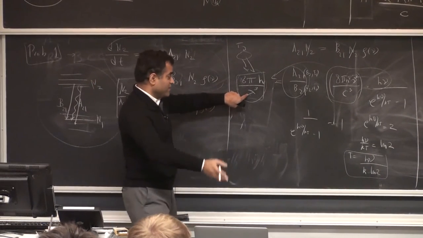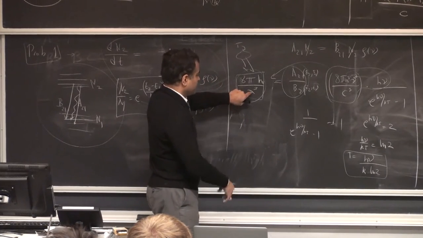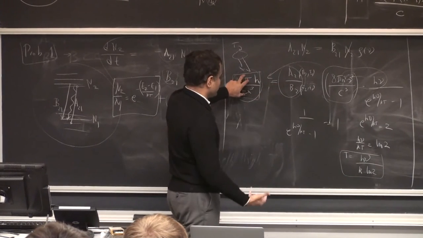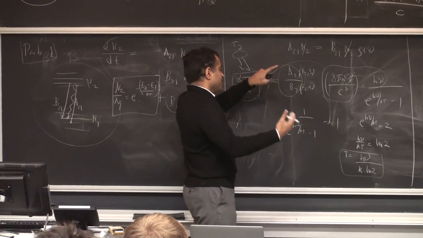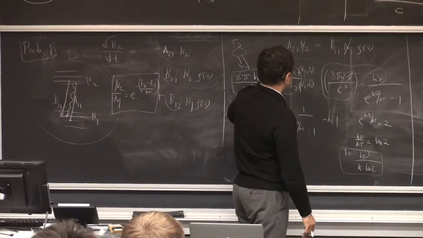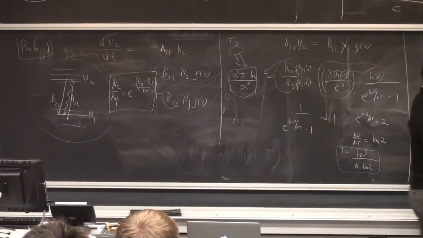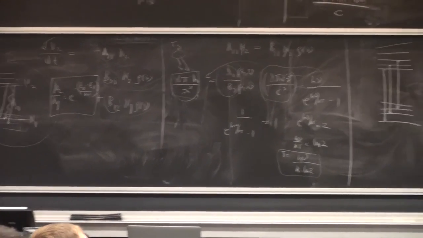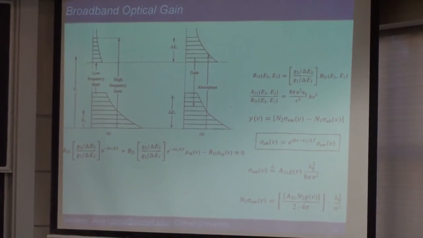So if you are at a very short wavelength, UV or X-ray or whatever, then from here it's pretty clear that this is a very large number. Therefore you have much larger spontaneous emission than stimulated emission or absorption, and all that depends on the wavelength here. That's the major change, and there are some other details which I will come back to when we talk about semiconductors.